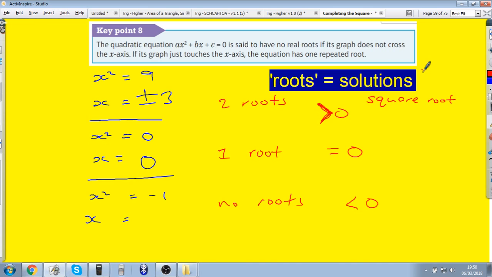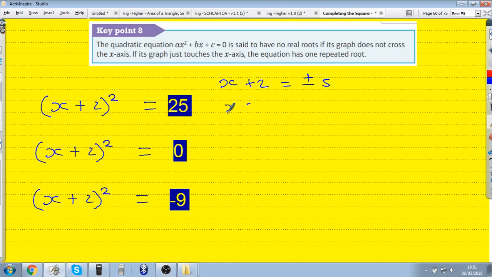So how would you solve this first one? So (x + 2)² is 25. So x + 2 is just the root of 25, which is 5, which is plus or minus 5. So then x is plus or minus 5 minus 2. So x is either 3 or minus 7. That's it. And so there you see you have two solutions, two roots. How about the next one?